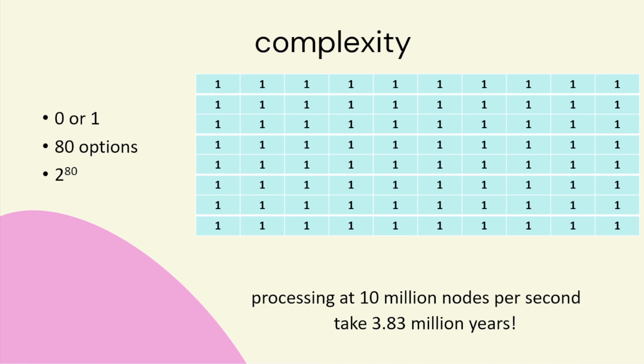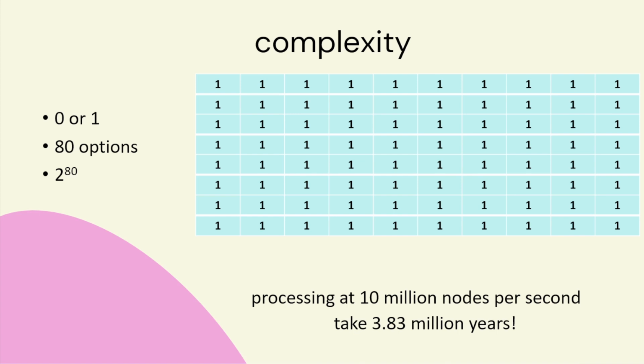Well, here we have a sequence of digits. They're either 0 or 1. And there's 80 of them. So we've got 2 options, but if we had 1 digit, there'd be 2 options, 2 digits, 4 options, 3 digits, 8 options, etc. So with 2 to the power 80, we've got a huge amount of numbers. If we made a tree, we process each node and process 10 million nodes per second. That would take 3.83 million years to process all of the possibilities.